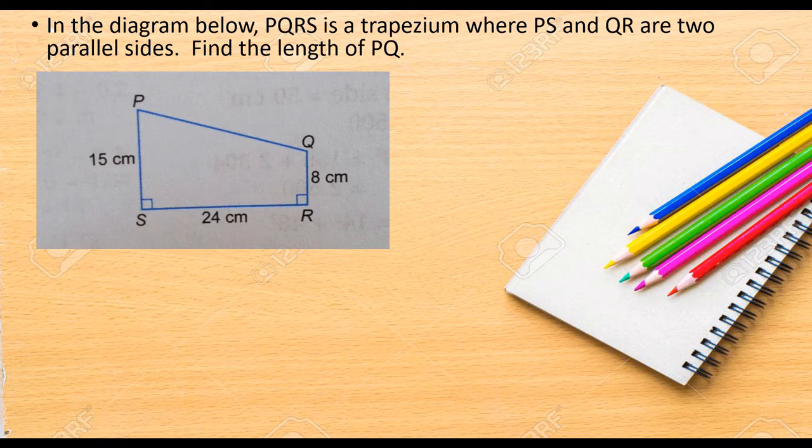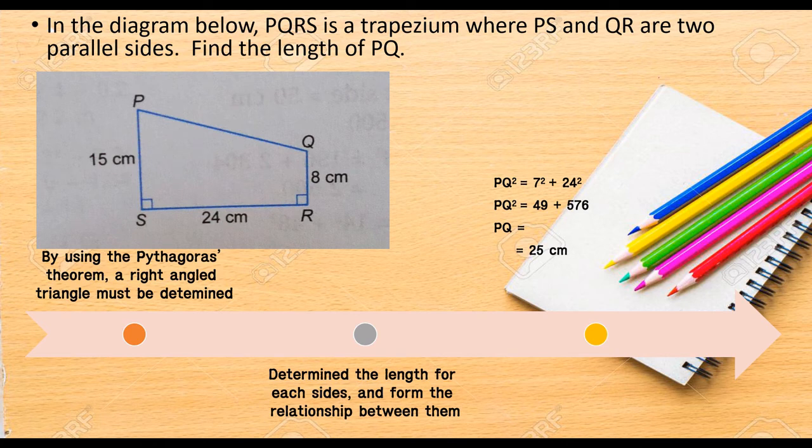So how are we going to find the value of PQ? We can use the Pythagoras theorem. We have three steps to do. The first one is when we want to use the Pythagoras theorem, the right angle triangle must be determined because we have to determine where the hypotenuse is, so we can put in the three sides according to the relationship. But now we look at the trapezium, we don't have a right angle triangle, but we can build our own right angle triangle here.